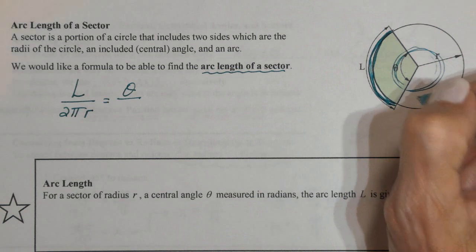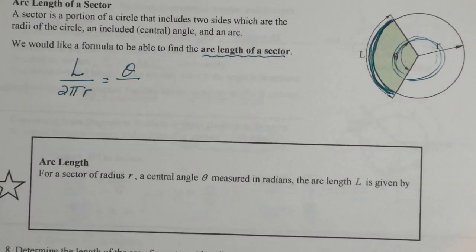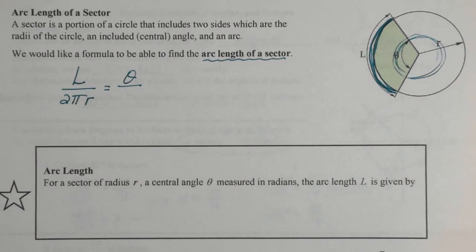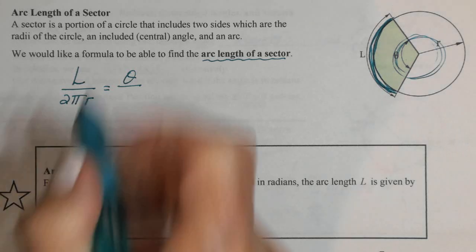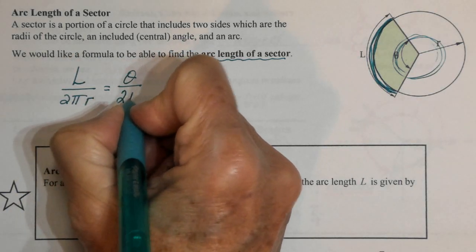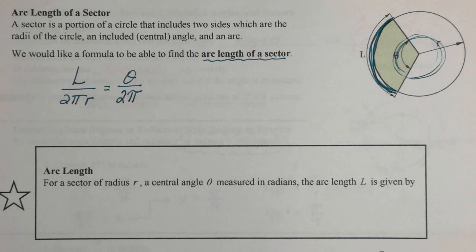What's the angle of the entire circle? And do not tell me 360 degrees, because we're in radians. So what is it in radians? The entire circle, the interior angle is 2 pi.